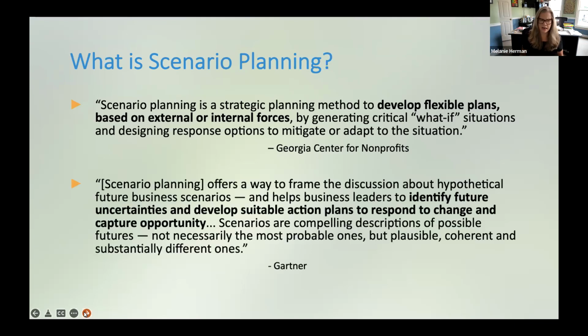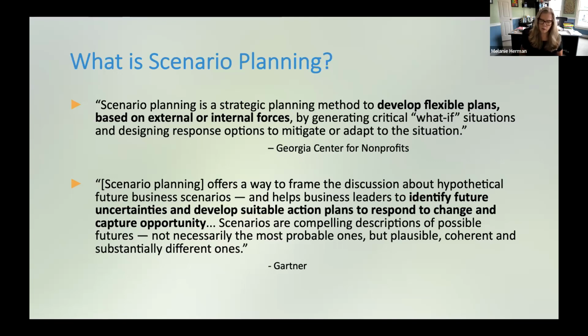So I think this is a great definition. This next definition is from the consultancy Gartner, and they talk about scenario planning as a way to frame conversations about hypothetical future business scenarios. I like that kind of approach to the definition. I like this idea of framing conversations.